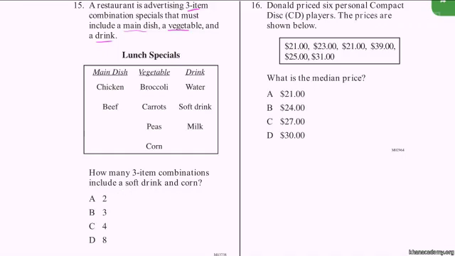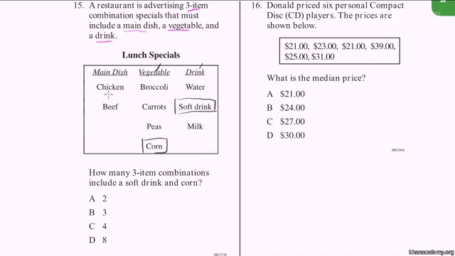So let's reread what the condition is. A restaurant is advertising 3-item combination specials that must include a main dish, a vegetable, and a drink. So you pick one from each of these buckets. So they're already picking 2 of the buckets for us. It has to include a soft drink, and it has to include a corn. So they've essentially already picked our choices from this bucket and that bucket right there. And they're saying how many combinations are left?